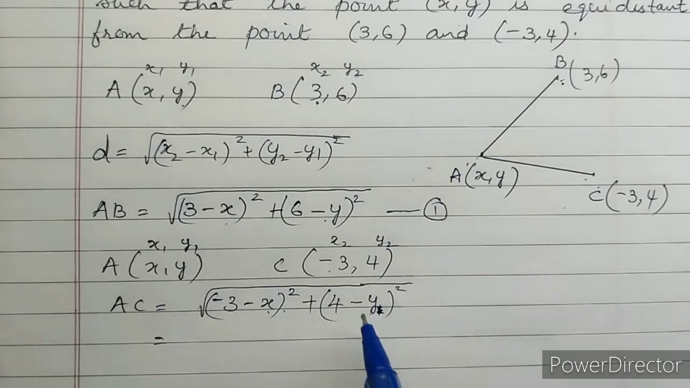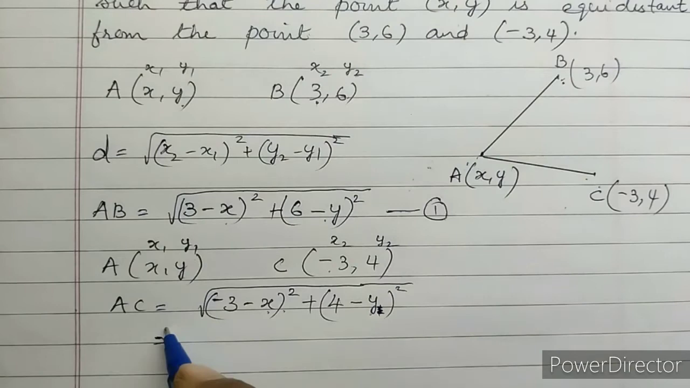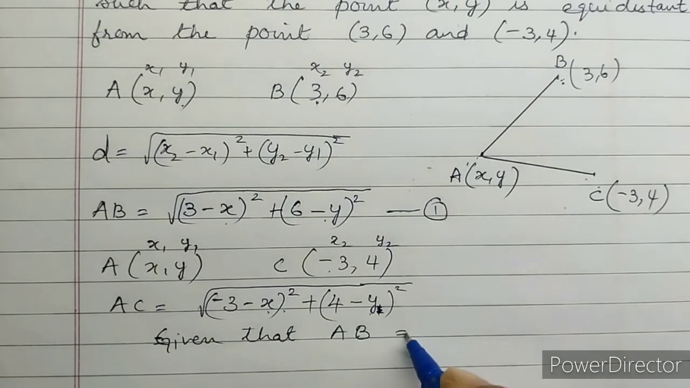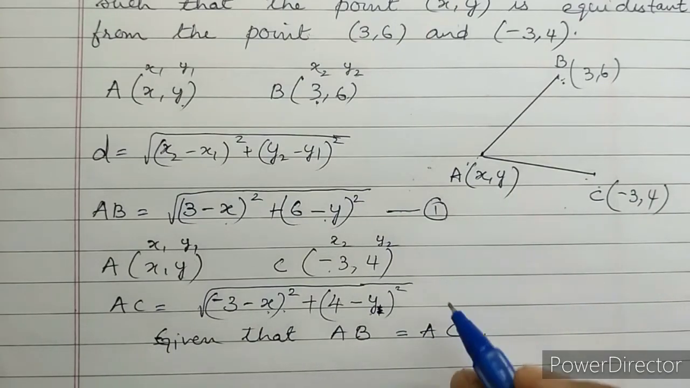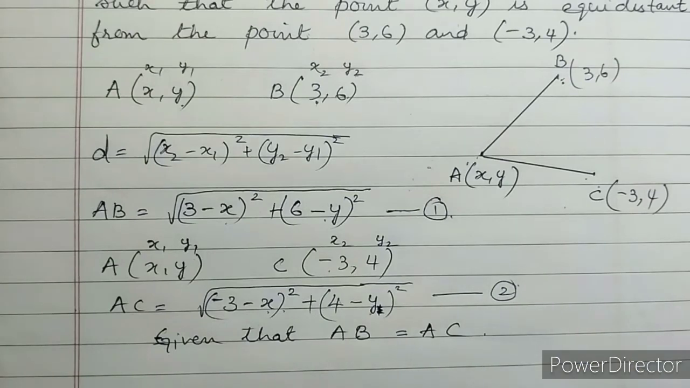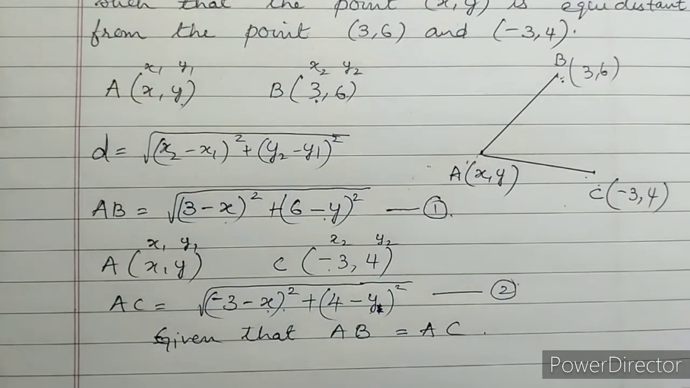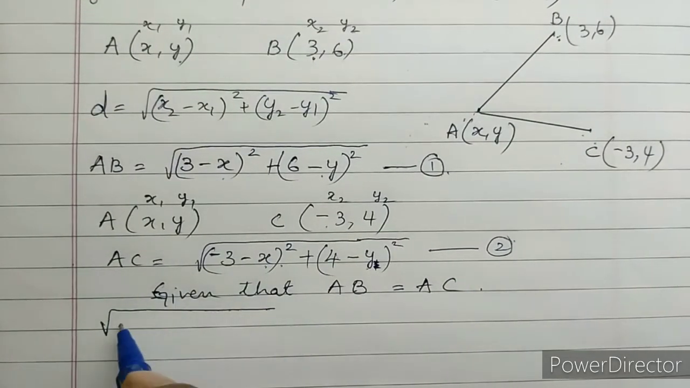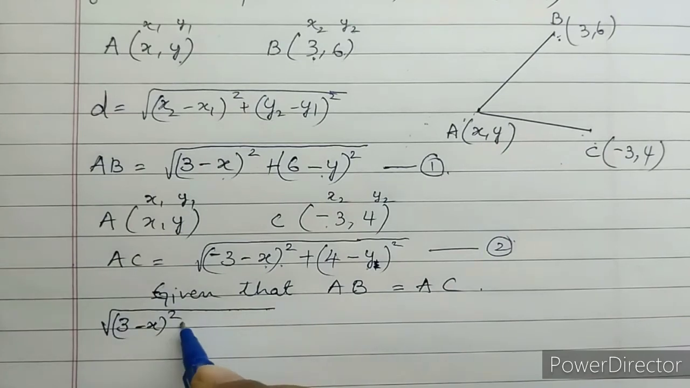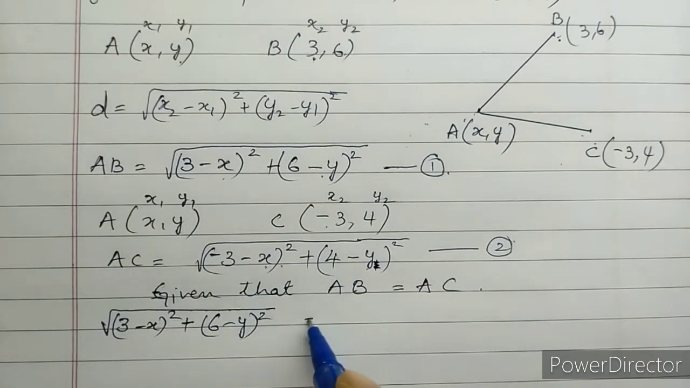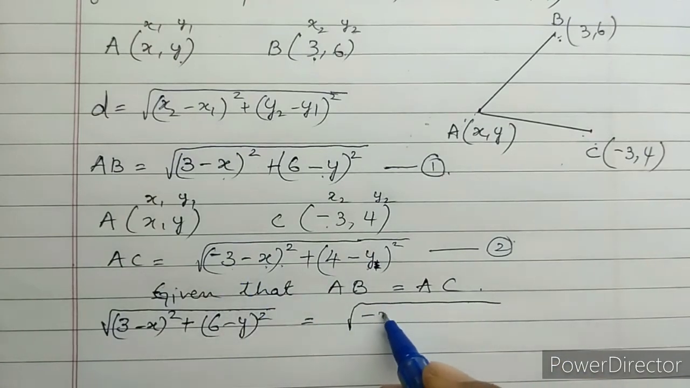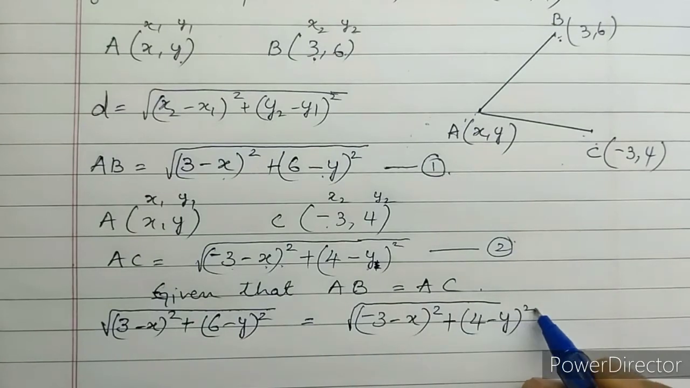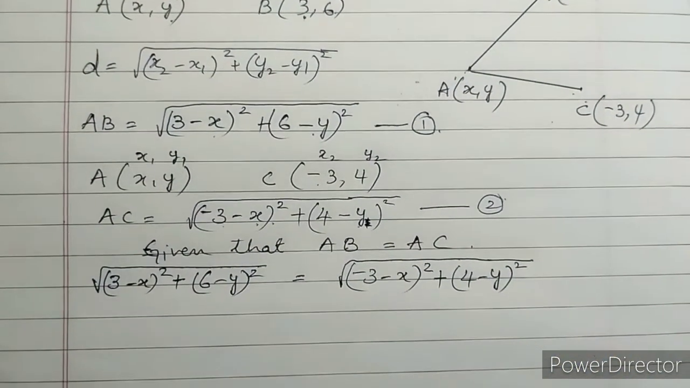So what you have to do in the question, it's given that the length of AB is equal to AC. So that is first and second equations are same. RHS you can equate since LHS are same. So RHS what you will get, square root of 3 minus x the whole square plus 6 minus y the whole square equals square root of minus 3 minus x the whole square plus 4 minus y the whole square. Eliminate the square root by squaring both the sides.